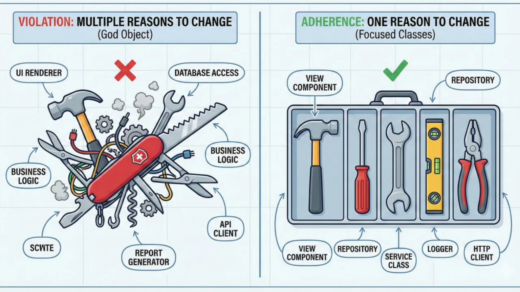The same thing happens in programming. When one class handles too many responsibilities at once, that class becomes tightly coupled, difficult to maintain, difficult to modify, risky to change, and highly prone to bugs.